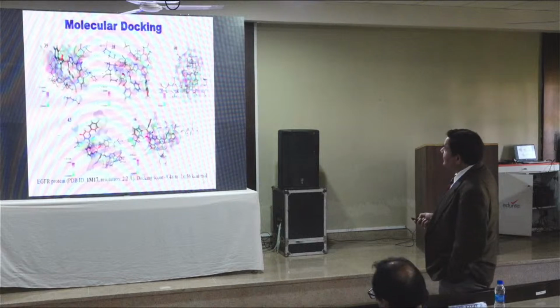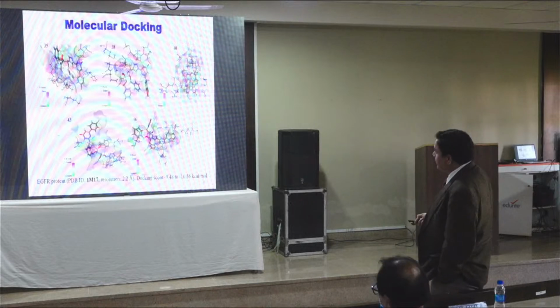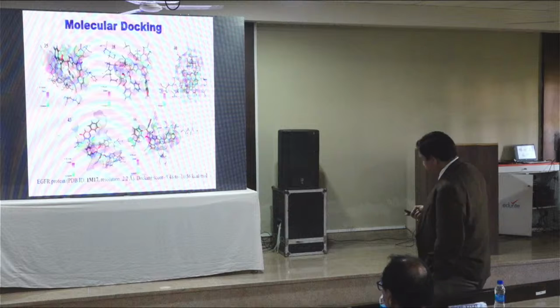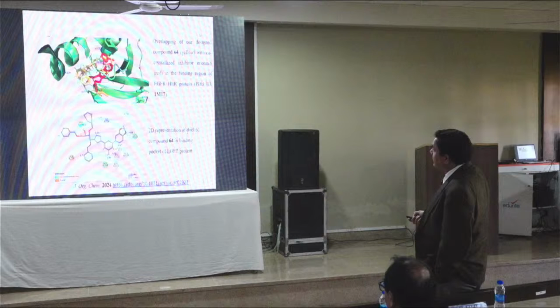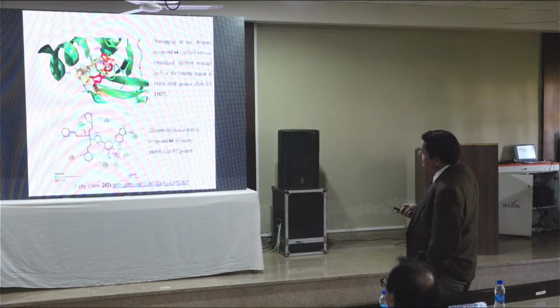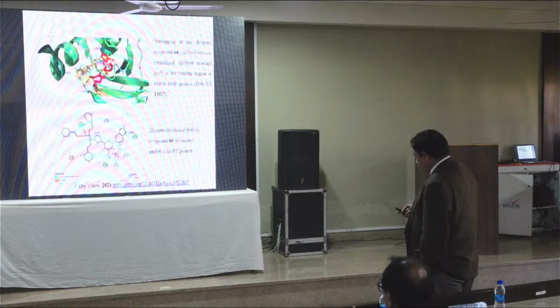And then we have done some molecular docking. The score for selected molecules was quite high, which is minus 10.56 kilocalorie per mole, and also we have done this one. This is our molecule, and the red part is the natural ligand for this. So this work has been published in JOC.